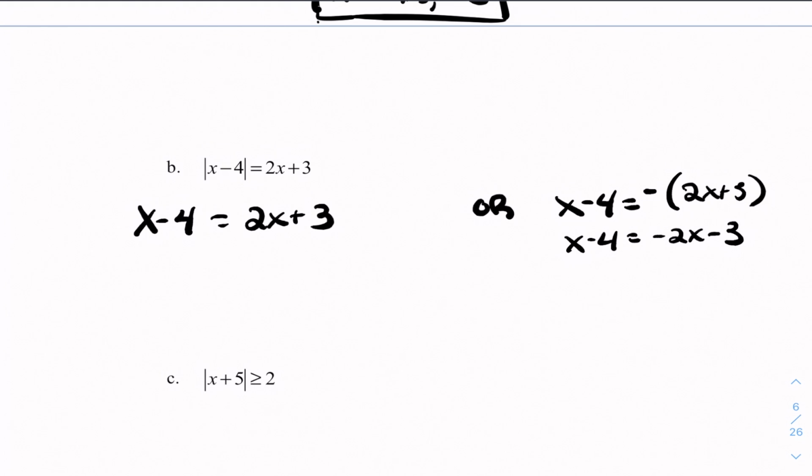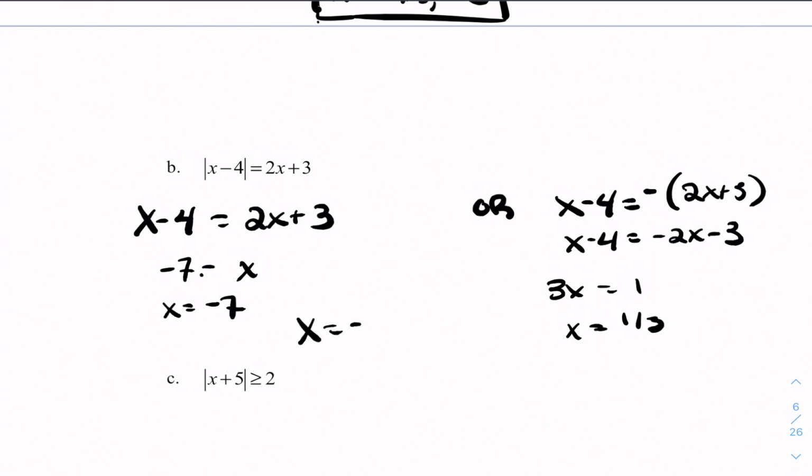And now it's as simple as getting the x's on one side, getting the number on the other side. So x is equal to negative 7, or if I get the x's on one side and the numbers on the other side, I'm left with x is equal to 1/3. So in this case, my 2 solutions are negative 7 and 1/3.